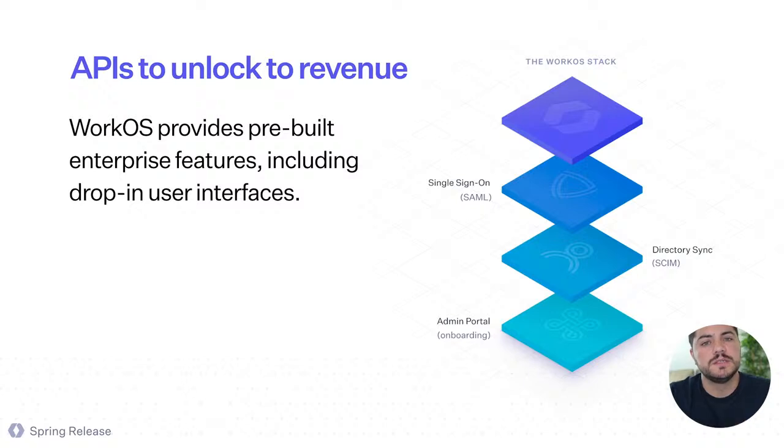We have all these built-in features that you can plug and play into your app. We also offer some pre-built UIs that you can integrate into your application as well. We have many different products like single sign-on, directory sync, the admin portal. We're going to talk about some of them here. But that's the WorkOS stack. That's the foundation, those APIs that you can go ahead, integrate into your system, and then make your app enterprise ready.